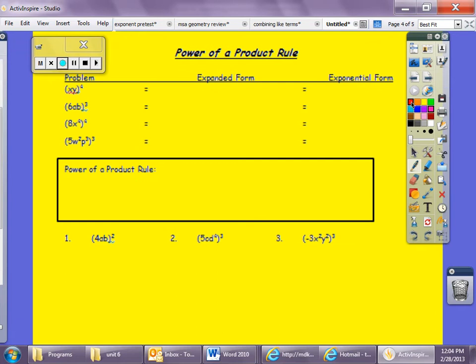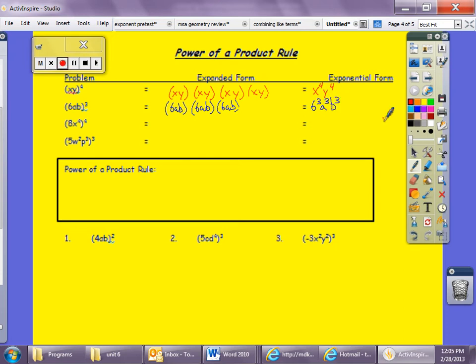What this means is that we simply write everything in the parentheses 4 times. If I write this out 4 times, what I notice is I have 4 x's and 4 y's, so it's going to be x to the 4th and y to the 4th. If I write everything in the parentheses 3 times, because that's what the exponent means, now I have 6 3's, so 6 to the 3rd, 3 a's, a to the 3rd, and 3 b's.